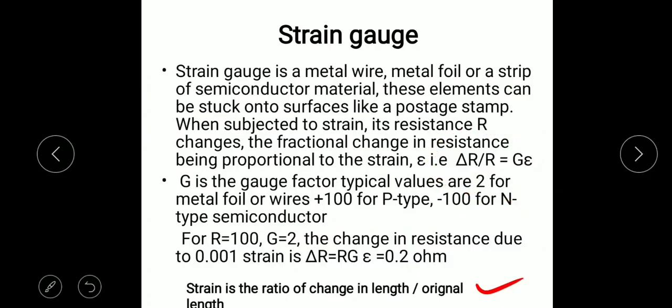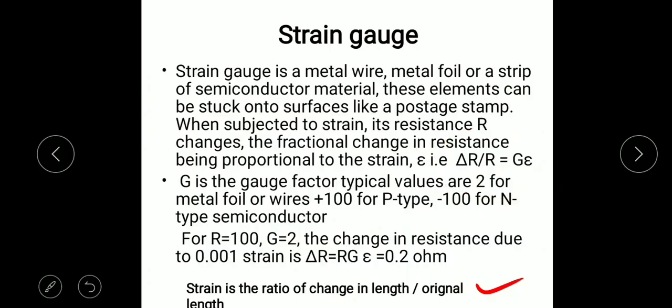epsilon, where delta R is the variation in resistance and R is the resistance for the metal foil, and G is the gauge factor, which is the constant of proportionality, and epsilon is the strain. For example, we will select a gauge factor of 2 for a metal foil and wire, and a gauge factor of 100 for P type and minus 100 for N type.